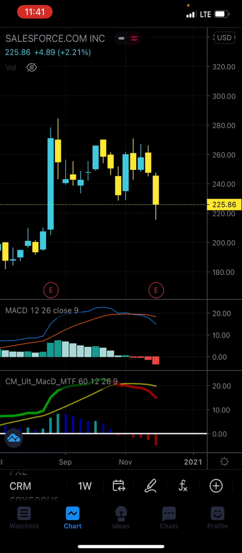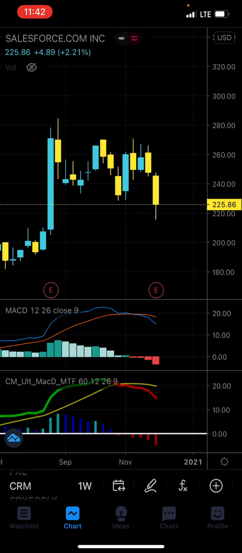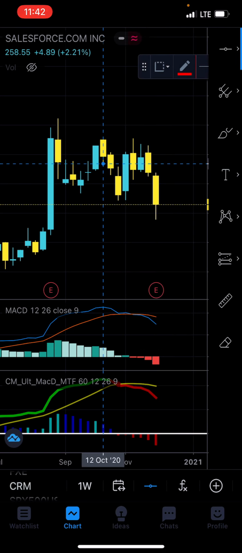Let's do a quick TA on Salesforce CRM. I'll take the time to show you guys how I actually set certain support and resistance, and then what I'm going to think about Salesforce. I love Salesforce. I think they have an extremely long life ahead of them. But recently they have been going down ever since the announcement of them buying out Slack, which I do think is pretty great on Salesforce's rap sheet. I do think it's a good purchase for them.